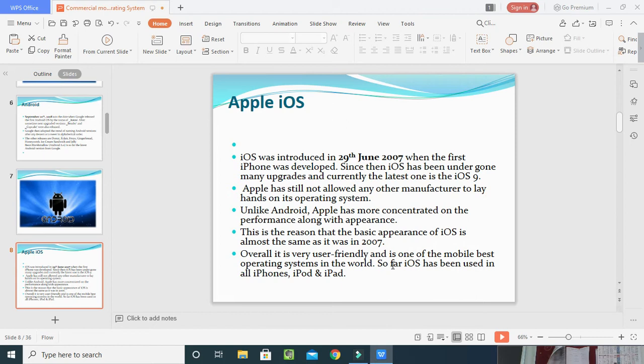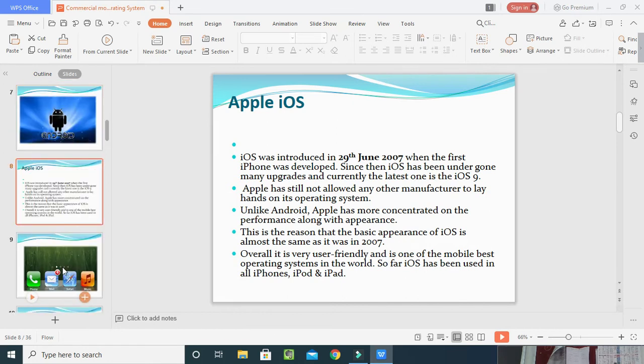So the demand was good. Unlike Android, Apple has concentrated on the performance along with the appearance. That means it focuses on the performance of the operating system as well as how it looks. So both companies were in huge demand, and it has been almost the same from 2007 till now. Overall, it is very user friendly, and is one of the best mobile operating systems in the world. So far, iOS has been used in all iPhones, iPods and iPads.